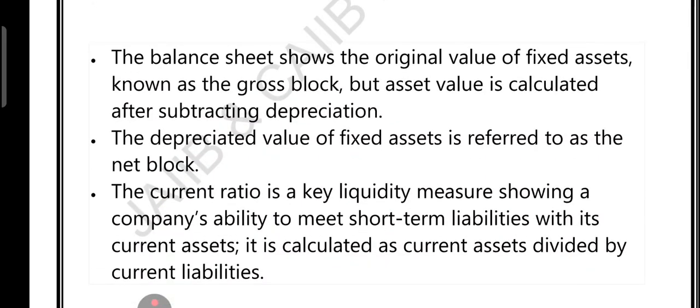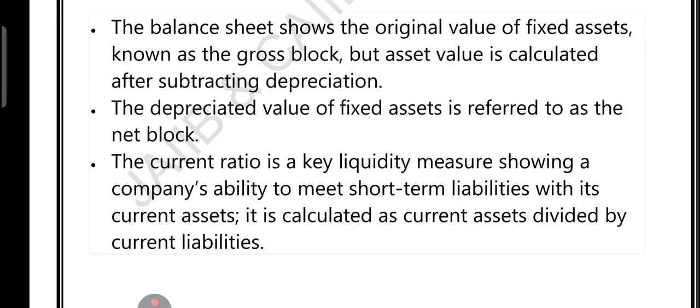Now friends, let's switch our focus to: is your business financially stable in the short run? Let's decode the balance sheet and the current ratio in the easiest way possible. The balance sheet shows the gross block, which means the original value of the fixed assets like the land, machinery or the building. But after subtracting depreciation, we get the net block. Net block is the actual value of the asset today, right? So that is what the balance sheet shows.